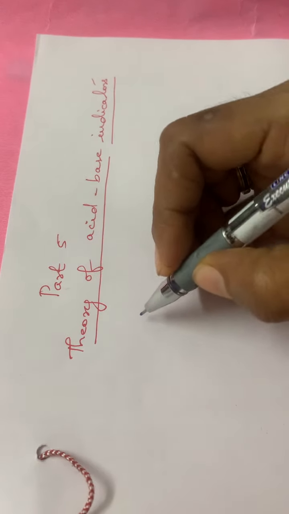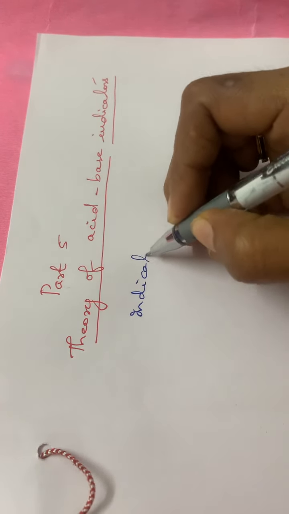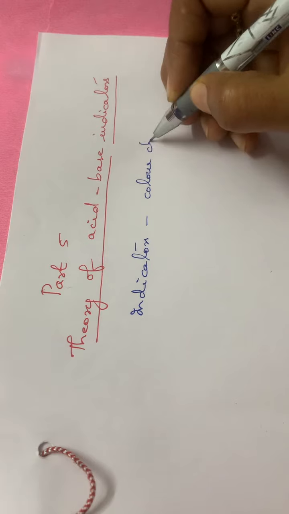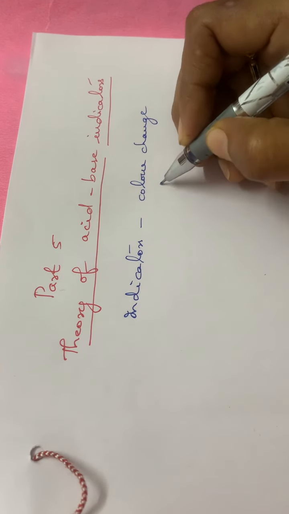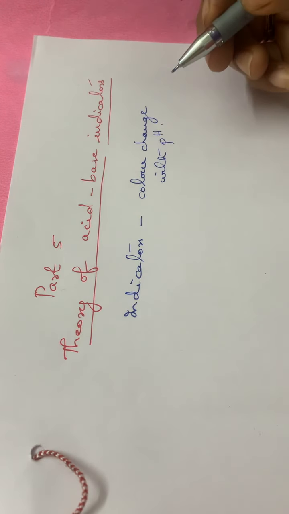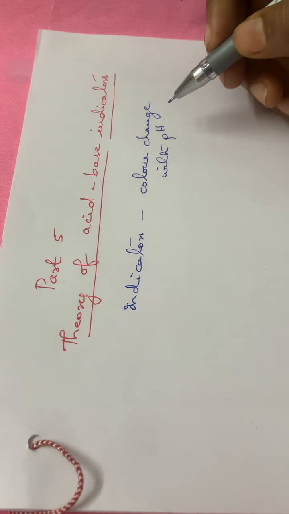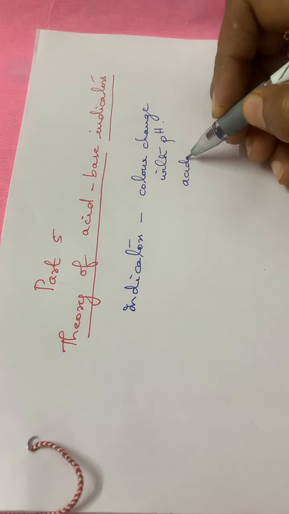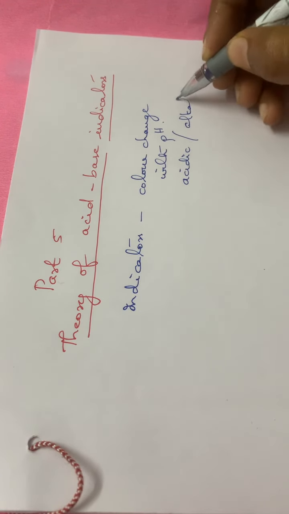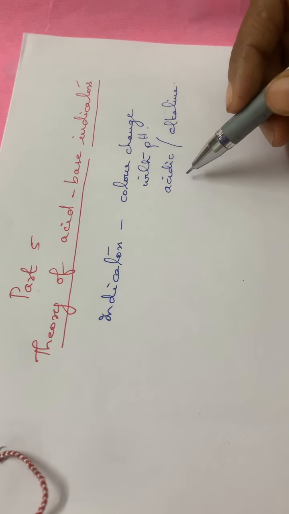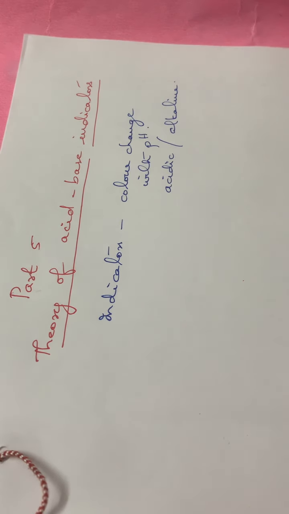So already we have seen these indicators, that means they will be showing a color change while the pH will be varying, isn't it? The indicators are substances which show a color change with pH. That is, as pH varies, there will be a color change occurring. And the color change will depend on whether the solution is an acidic one or an alkaline one. So the indicators will be showing a different color in acidic as well as in alkaline medium.